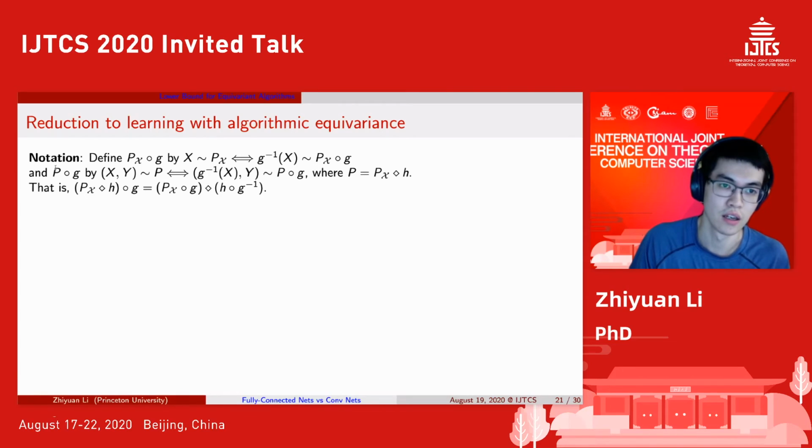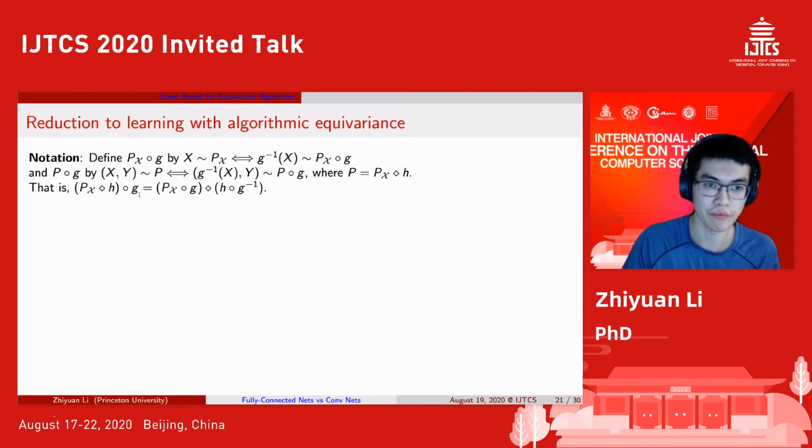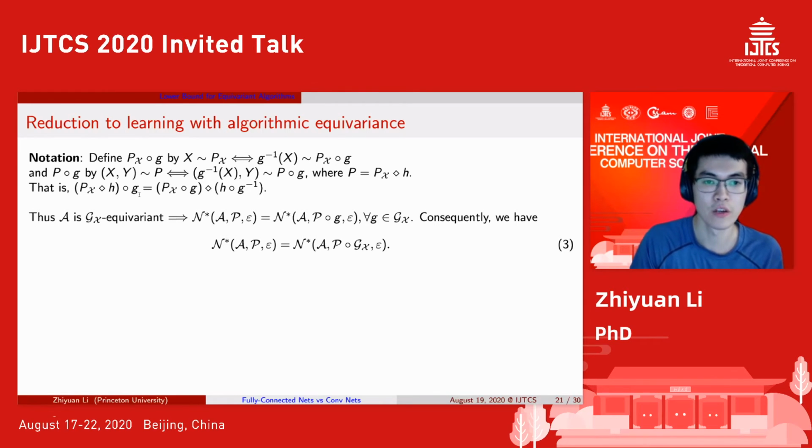And we can define this similarly for P and G. One can check that we have this property. By the definition of equivariance, it means that the expected sample complexity of A on P and epsilon is equal to the expected sample complexity of A on the composition of P and G and epsilon, for any G in this group G_X. Consequently, we have the following inequality. This is just taking the infimum over this equation for all possible G in this group G_X.